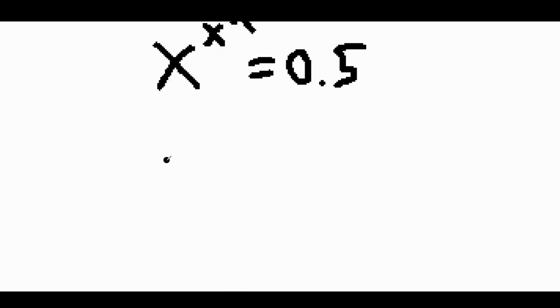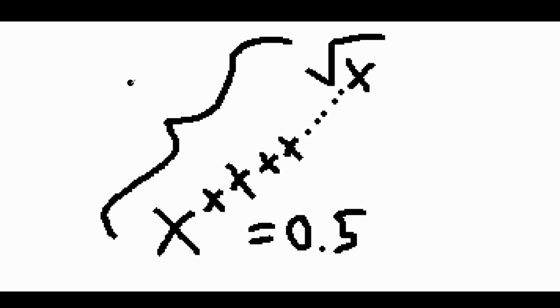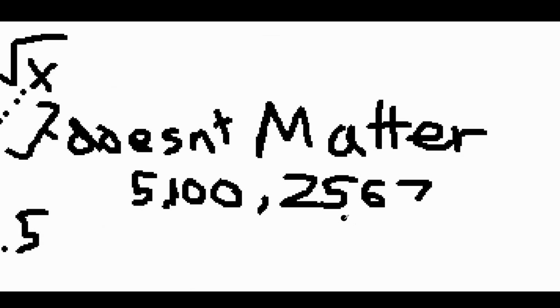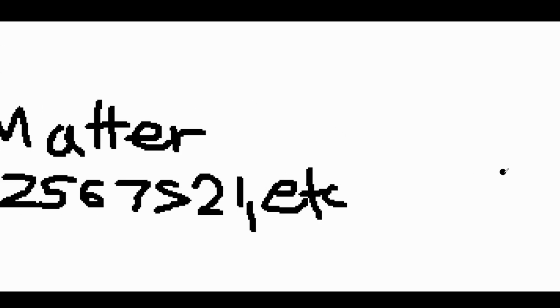What is the value of x in x to the x to the x to some amount of x's with a final root x equals 0.5? Well, we need just one observation here, and the amount of times it exponentiates doesn't actually matter. It can be 5, 2000, 500, or whatever amount of times you want.